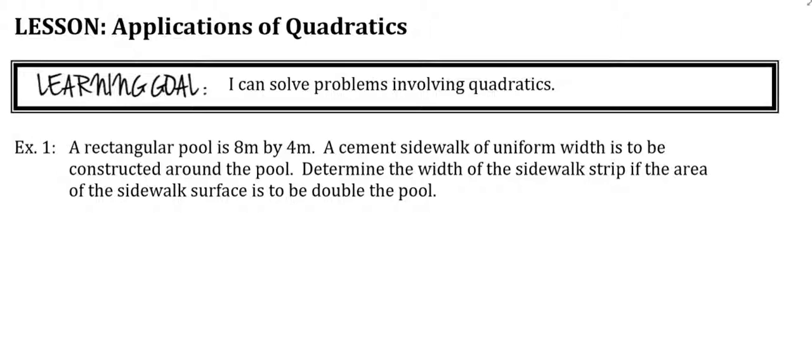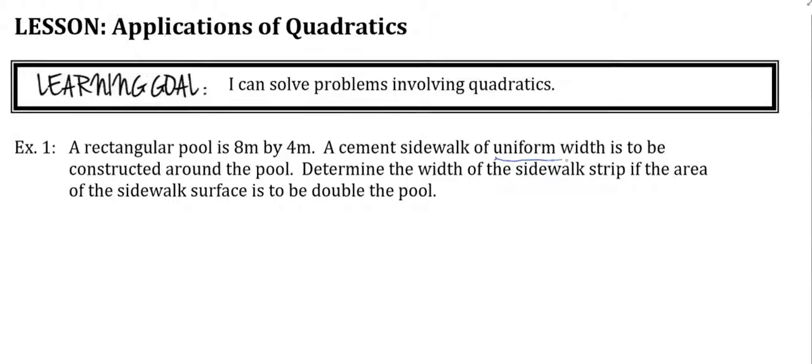Does anybody remember? What do you think we should start with? A let statement, maybe even in this case before that. Yeah, draw a diagram. Let's draw this out. So we'll read it first. A rectangular pool is 8 meters by 4 meters. A cement sidewalk of uniform width.